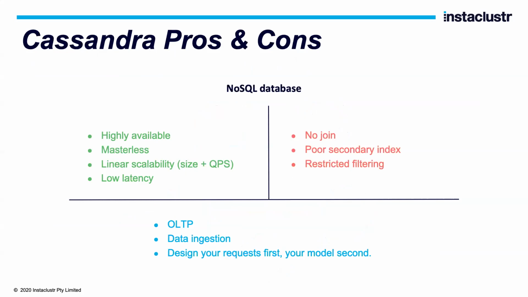To solve these issues, you should do something like OLTP and design your requests first and your model second. Unlike when you create a third normal form database, you design your requests and then you build your model around that, versus a database where you do the third normal form, which takes a long time, and then you do everything after that.